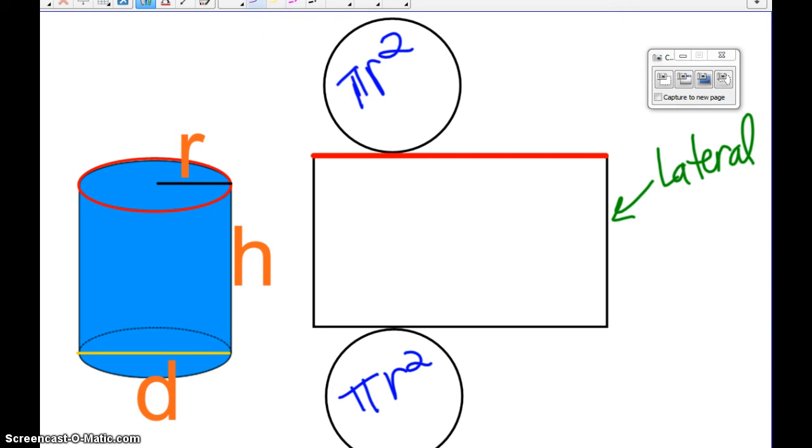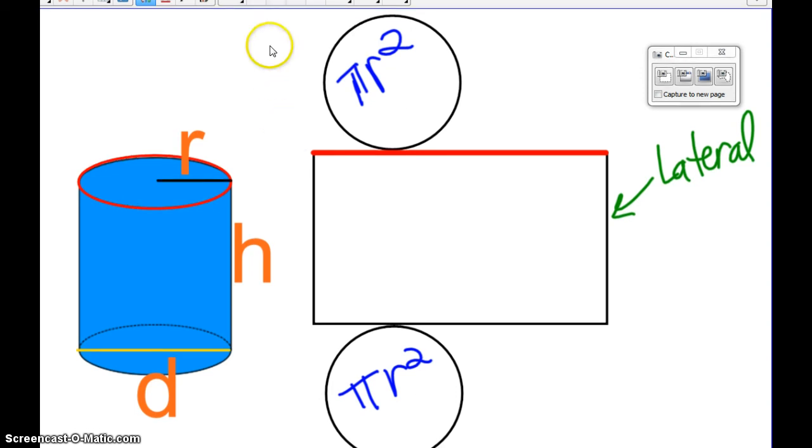Then over here, I've got the height on the side, and I'm going to change colors on that. So the height is over on the side, and right here, this red line, that's where the problem comes in, because this wraps around the circle. So this right here is the circumference.